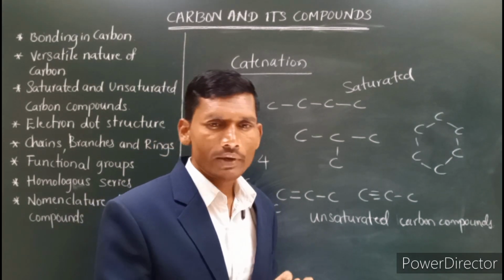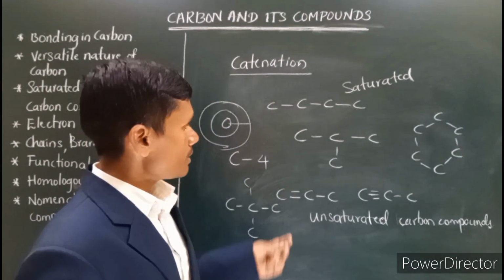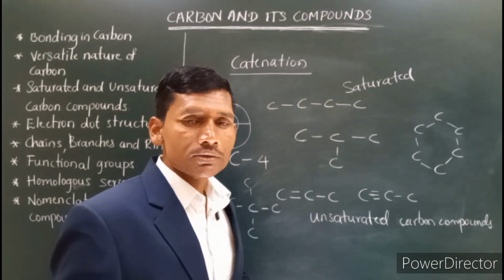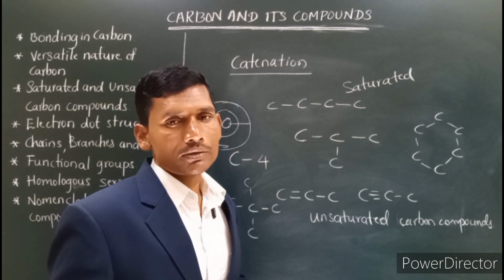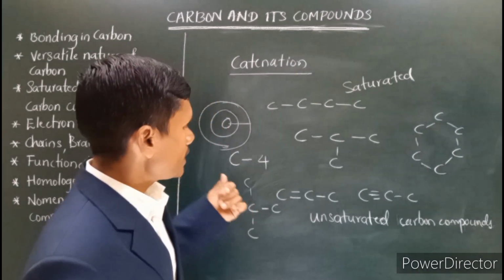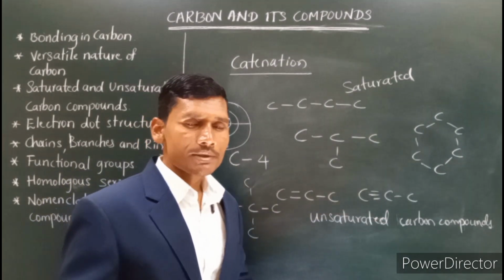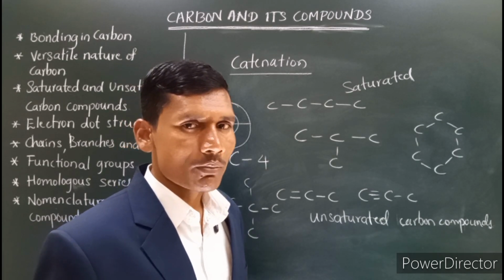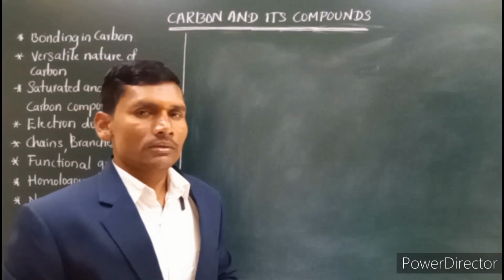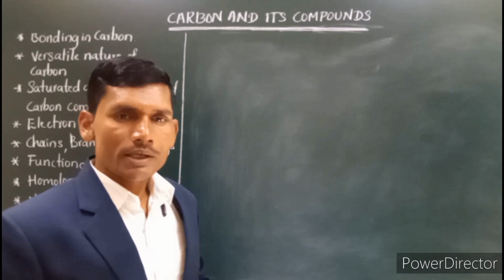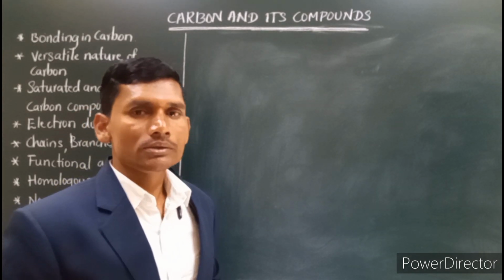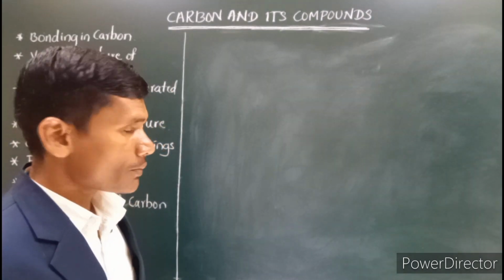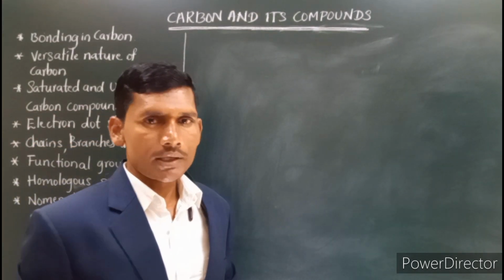Saturated carbon compounds, as we just discussed, are those in which the carbon atoms are linked by single bonds. If there is a double or triple bond between the carbon atoms, then such carbon compounds are called what? Unsaturated carbon compounds, right? Now let us write the electron dot structure for unsaturated carbon compounds. Unsaturated carbon compounds must have a double or triple bond, right?